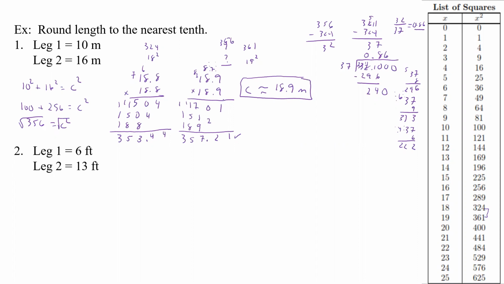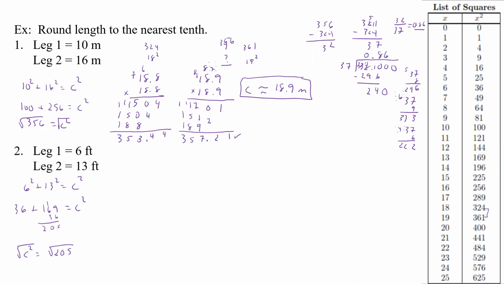All right, so let's look at our next one. So we have again 2 legs, we just plug them in as they are. So we're going to say 6 squared plus 13 squared is equal to C squared. Well, 6 times 6 is 36, plus 13 times 13 is 169. That's equal to C squared. Now, if we add those together, 36, that's going to be 15, that's going to be 10, so that's going to be 205. So C squared equals 205. So we'll take the square root again of both sides. We only need the positive because it's a distance.